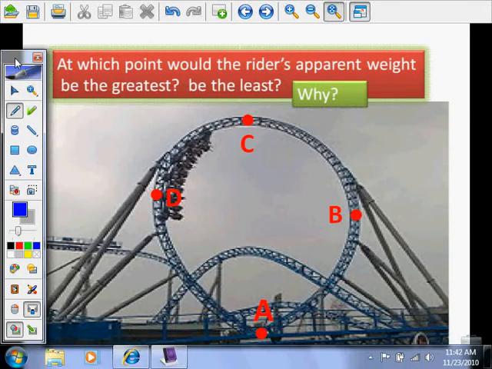And if you had to explain why, the best explanation would be that at the bottom, not only does the seat have to hold up the person's weight, but it has to provide extra to keep them going in the circle. But around the top, the seat doesn't have to push as much because what's helping out with that? Gravity. F sub G is helping out with the centripetal force. So the seat doesn't have to push as much.